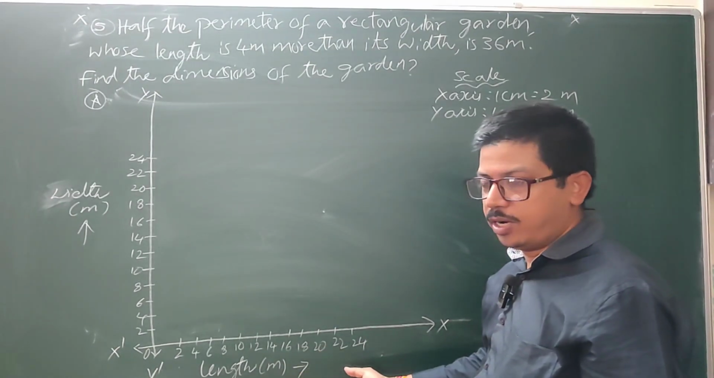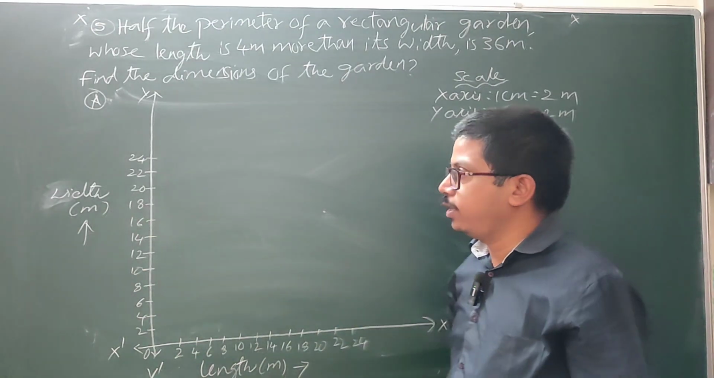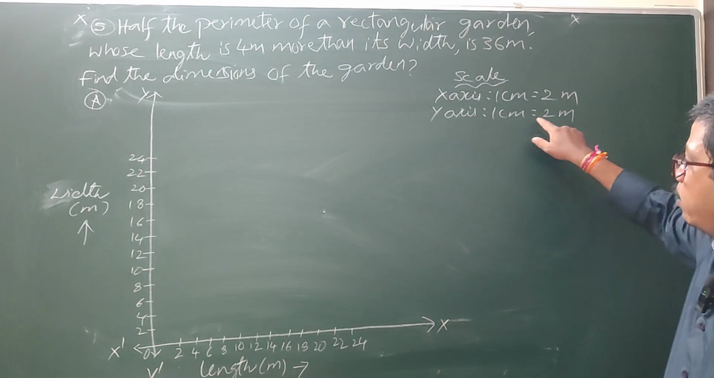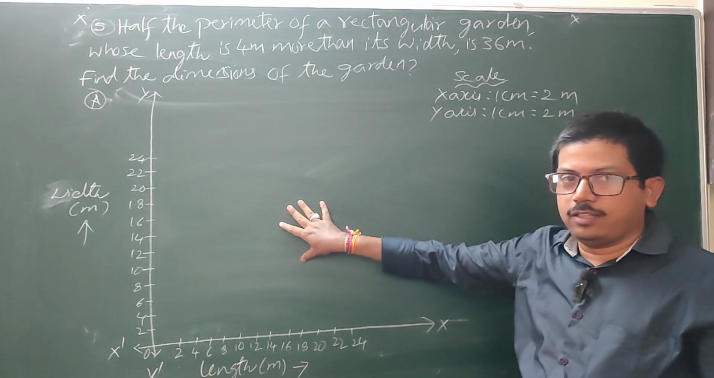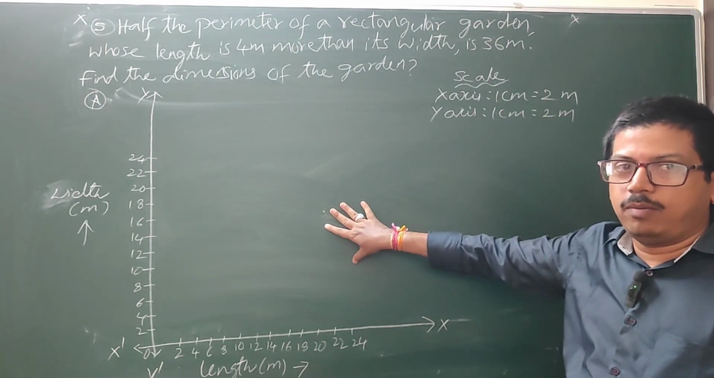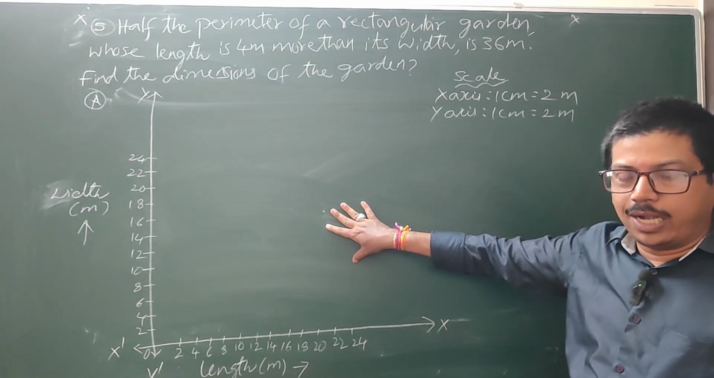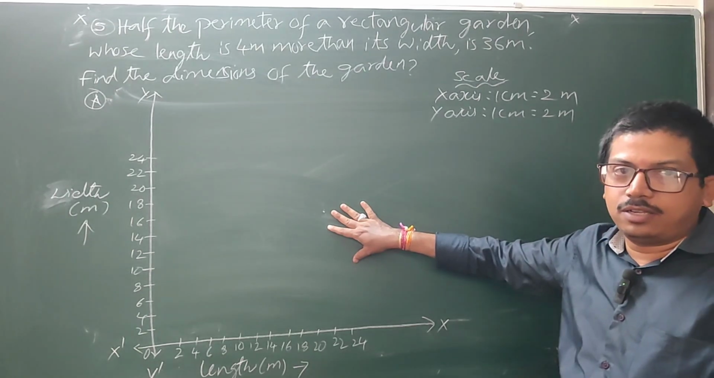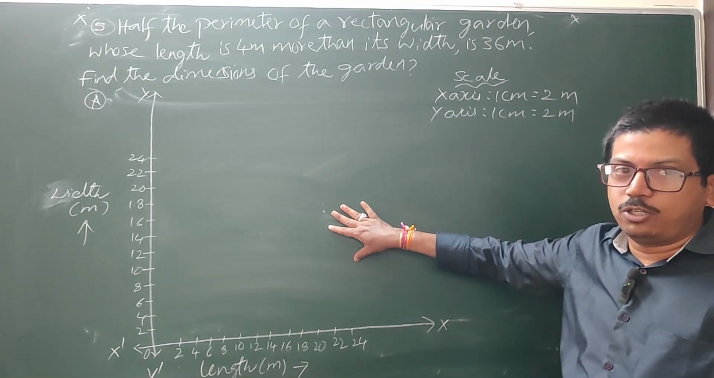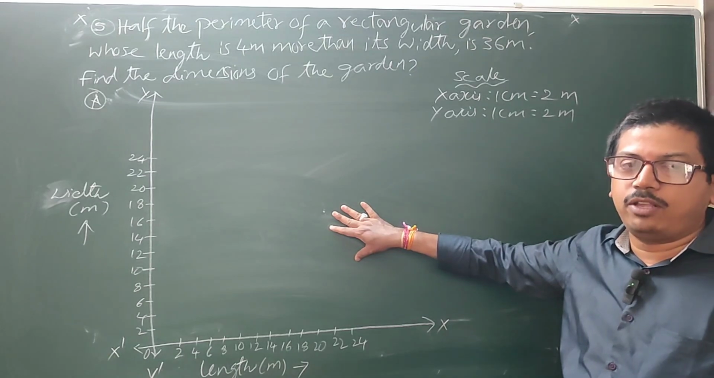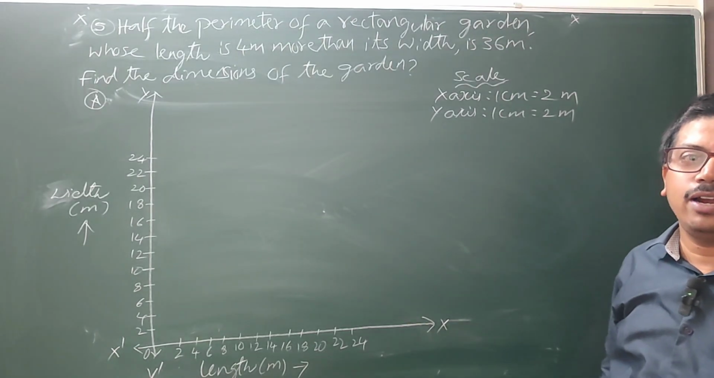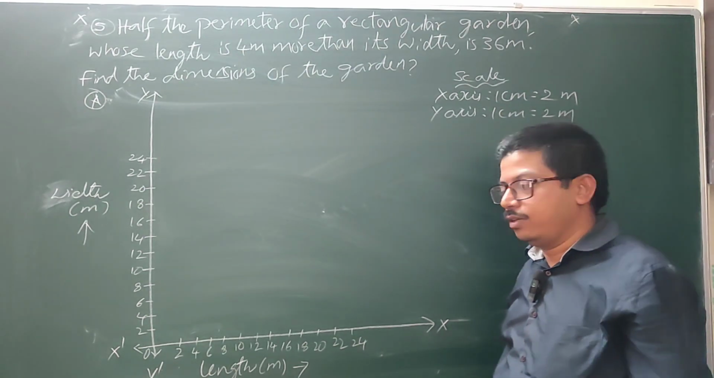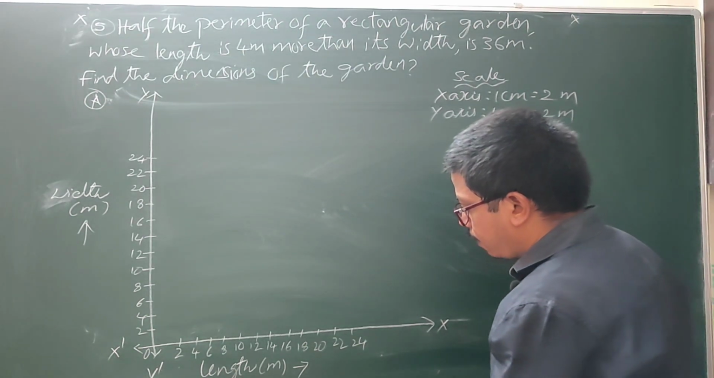X-axis shows length in meters, y-axis shows width in meters, and scale is x-axis 1 centimeter equal to 2 meters, y-axis 1 centimeter equal to 2 meters. If you just write like this, you are sure of getting a minimum of 2 marks. So don't leave, even though you don't know the complete plotting or answer. For graphical solutions, don't leave the graph empty. Try to write something and you will get at least 2 to 3 marks by attempting the question. You remember it.